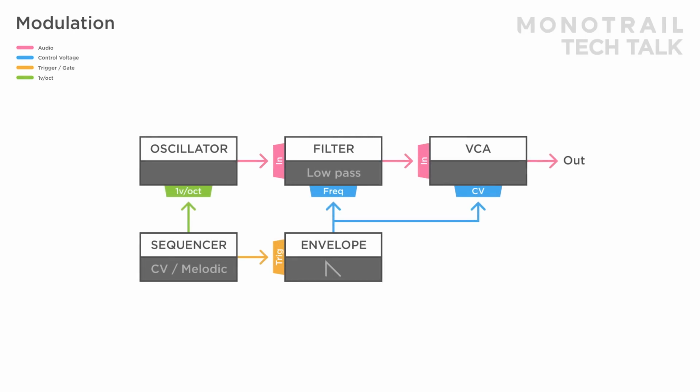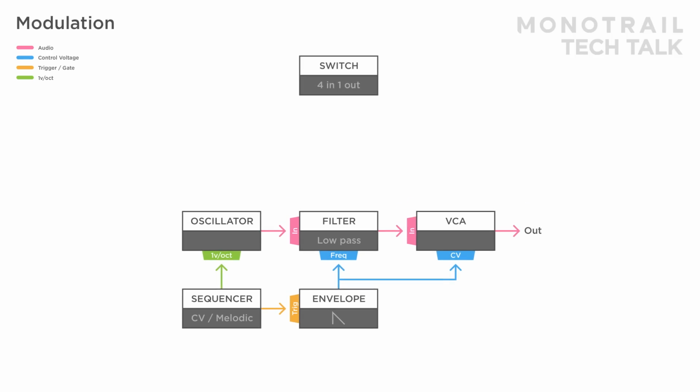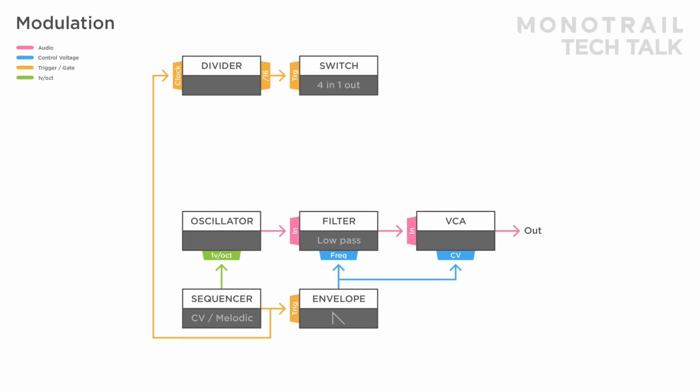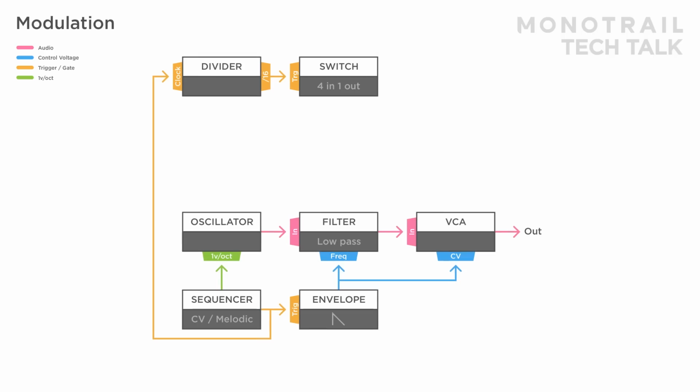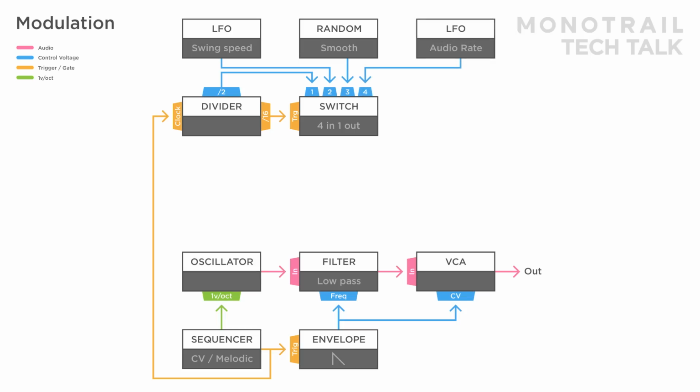Here's a reversed example with a simple voice and a quad sequential switch. A copy of the clock is driving a divider, advancing the switch with a division of 16. This slowly switches between 4 different modulation inputs: a divide by 2 clock, a swing speed LFO, a smooth random voltage, and an audio rate LFO.